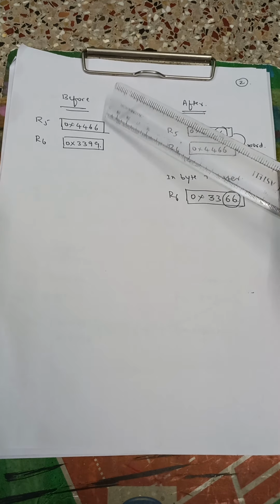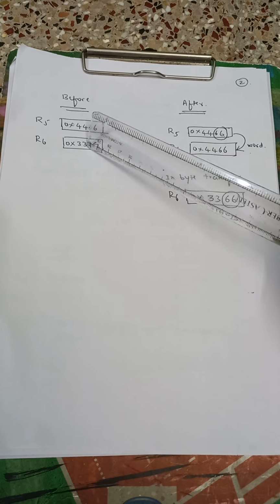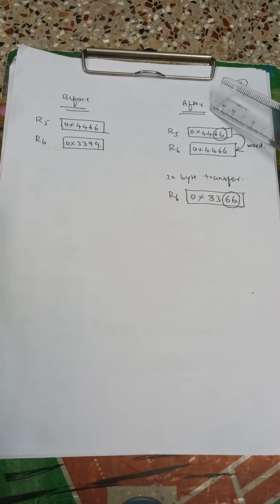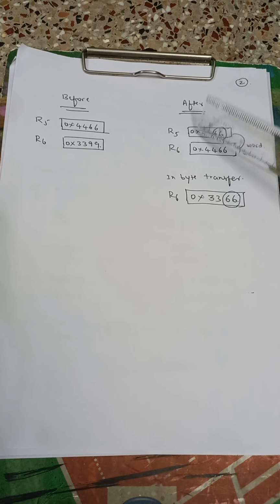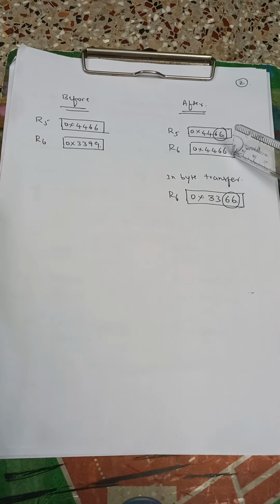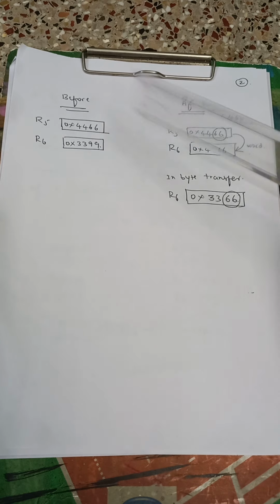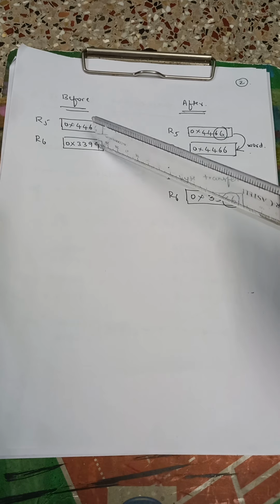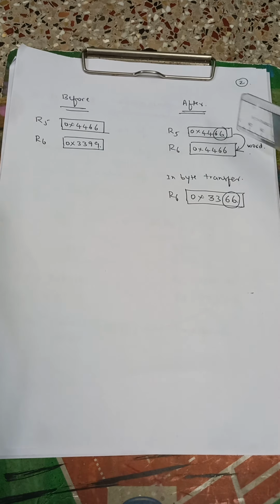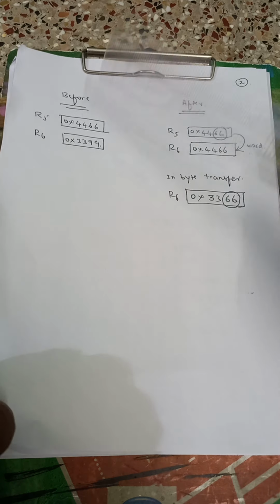Here R5 has got 4466, R6 has got 3399. Now after the execution of move instruction, R5 continues to have 4466. It will retain the source value, but R6, which is the destination, will change its value to the source value, that is 4466. If it were to be .b in the instruction, or byte transfer, then 33 in the destination remains, but 99 in the destination will be replaced by the lower byte data of the source, that is 66.